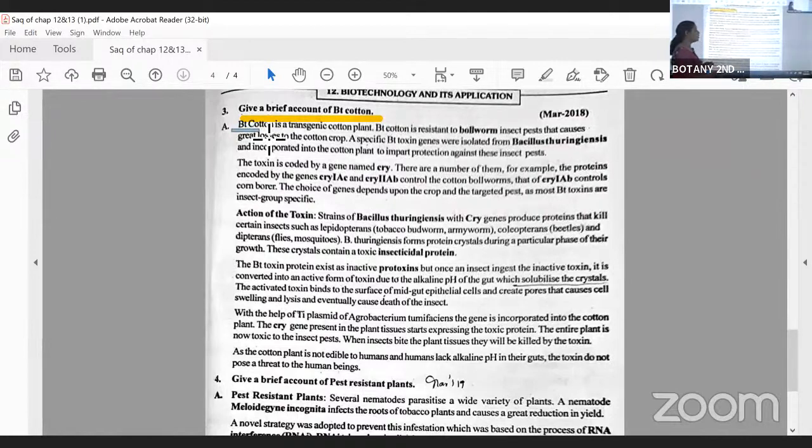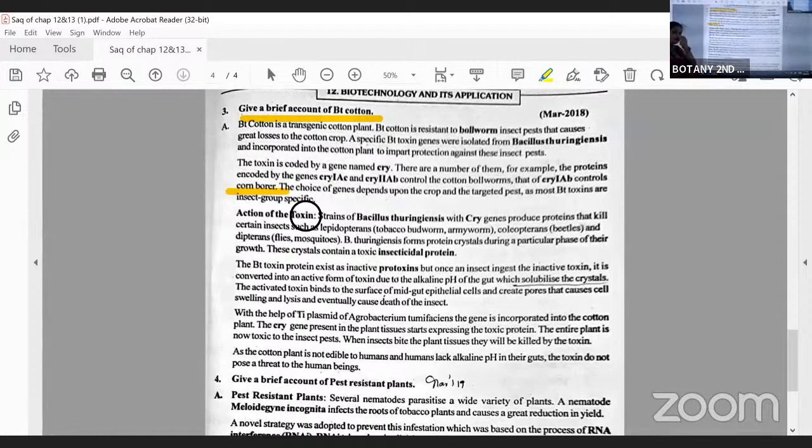In this bacterial resistant cotton variety, which diseases are mostly caused in the cotton plant? Cotton bollworm diseases and corn borer diseases occur. Okay, cotton bollworm and the corn borer. These are the two diseases which are caused by different organisms in the cotton plants.